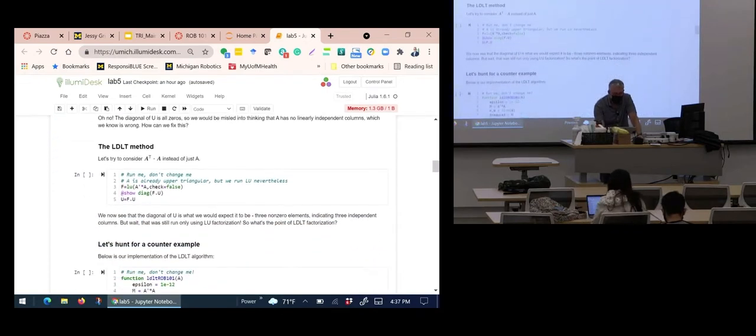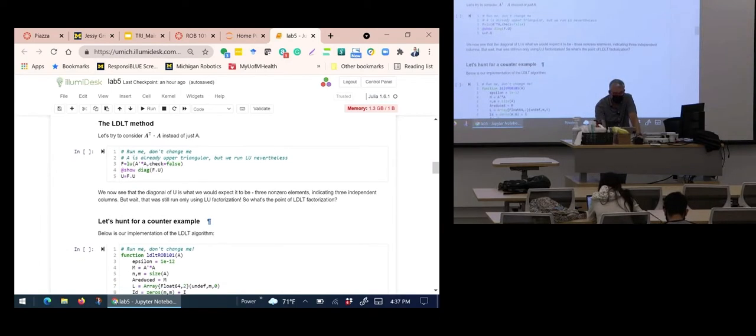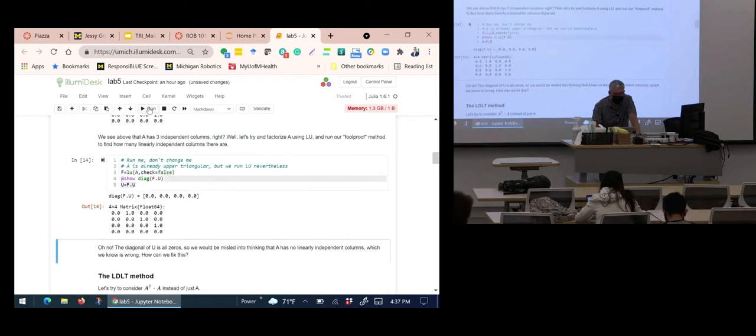Now, we know that we're supposed to be looking at A transpose A, so let's just do that. So we'll apply the LU factorization to A transpose A, which is what we're supposed to be doing. So we just do it.